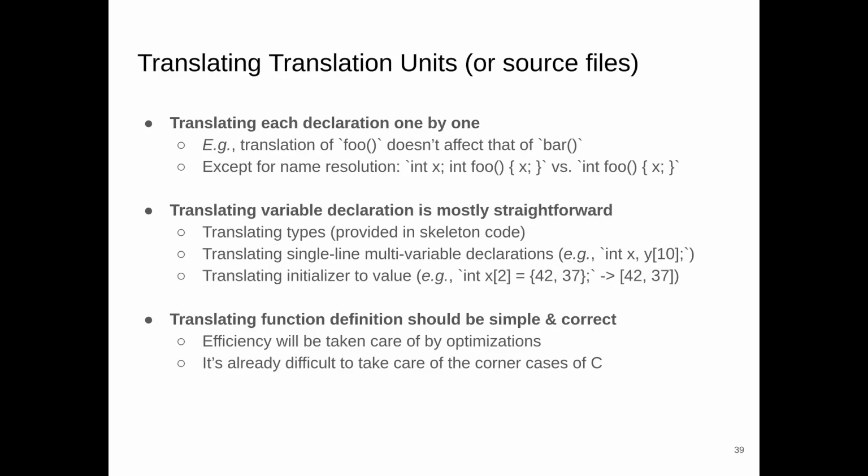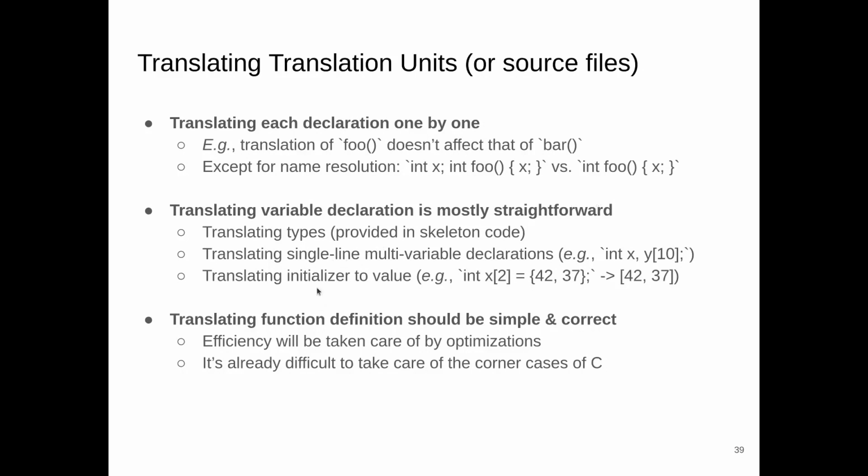A declaration is either a variable declaration or a function definition. For variable declaration, it is very straightforward. We just translate types, which are written in CAIST, into IR's types, which are very similarly defined to the CAIST types. And fortunately, these IR types are already provided in the skeleton code, so you don't need to define your own IR types. You can just reuse the existing skeleton code's IR types.